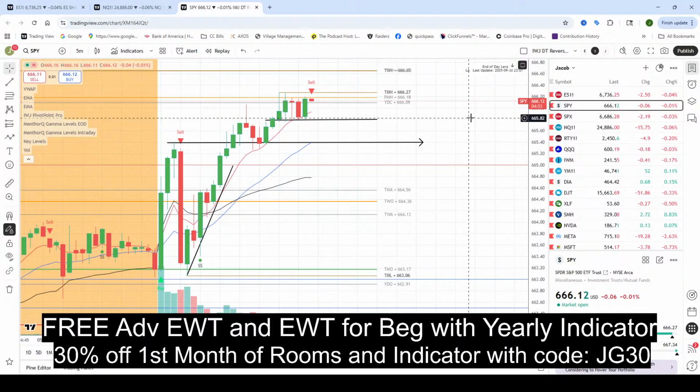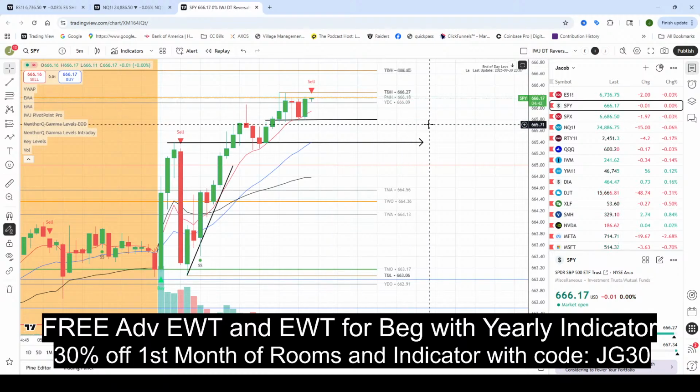So if you didn't get in the trade and you want to get in now, there's the trade. There's the sell signal again if you want to try there. We put our stops about 50 cents up, so your stop would be about 666.57. If you want to do that, that's up to you.